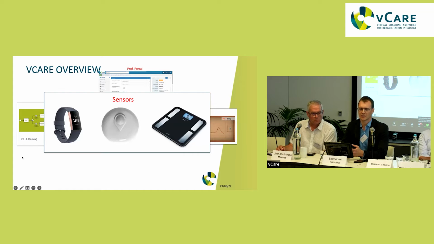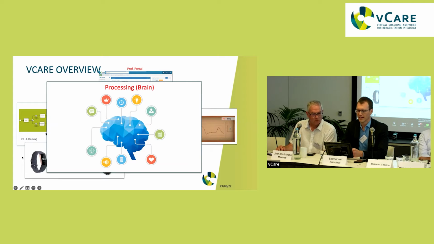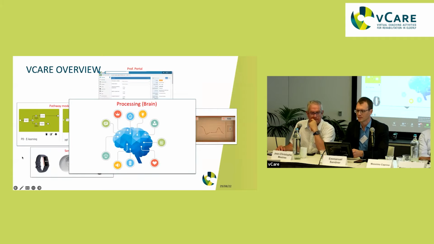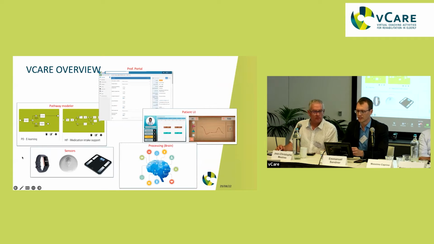Then we get a couple of sensors, a home-based presence sensor, a wristband, or a weight scale. And last but not least, the processing element of vCare. You can think of it as the brain, where all the data is gathered and processed, and reasonings are being done. These 5 elements mainly describe the vCare system.